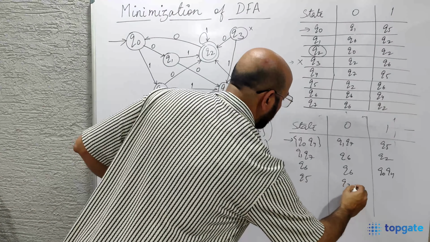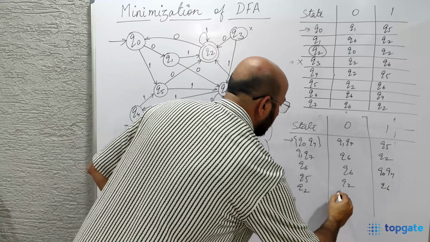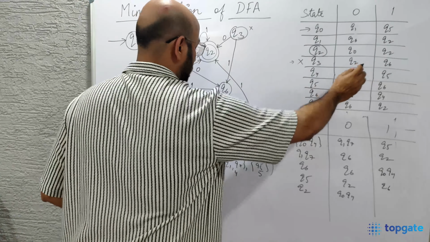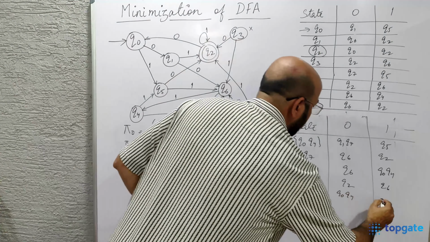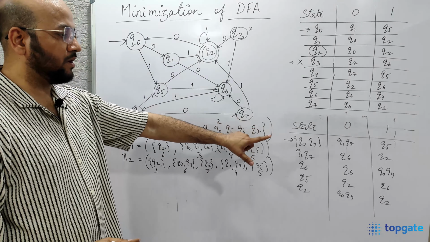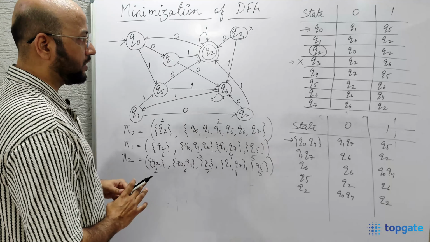Clear? Now the last one left is Q2. For Q2 with 0, I'm getting Q0. Q0 is not available. Q0 is merged with Q4. So I'll write Q0, Q4 here. And for 1, I'm having Q2. Again, Q2 is available. I'll simply write Q2 here. So this is the table for the minimized DFA. Clear? If you have to make the transition diagram, you can simply make it from this particular DFA.